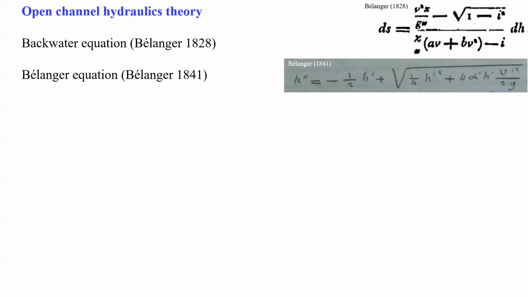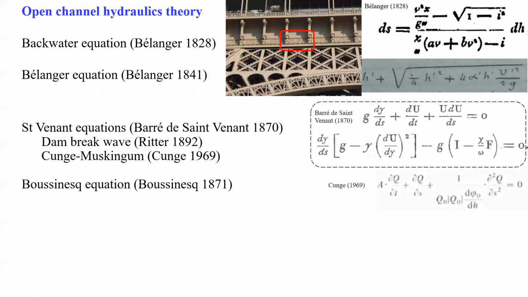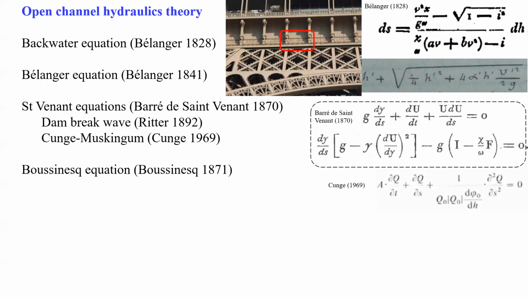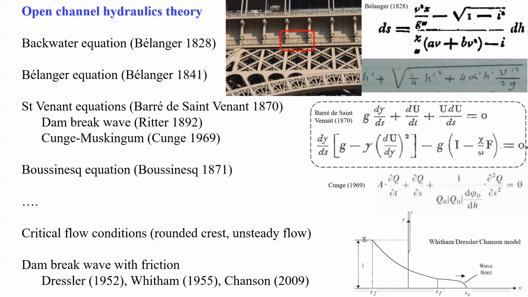In operational hydraulics, well-known theoretical models include the backwater equation and the Bélanger equation for hydraulic jump, both derived by the Frenchman Jean-Baptiste Bélanger, whose name is on the Eiffel Tower. Other well-known analytical solutions include the Saint-Venant equation and the Boussinesq equation, and there have been more recent developments.